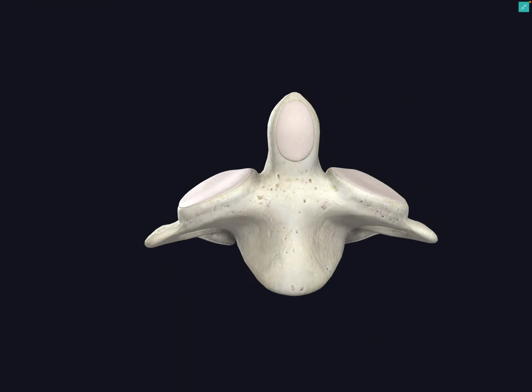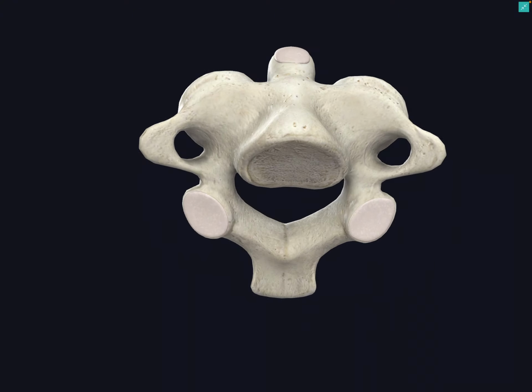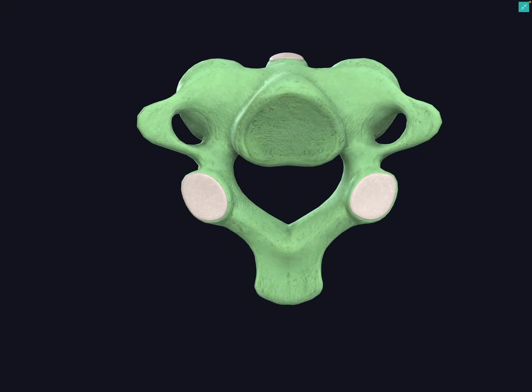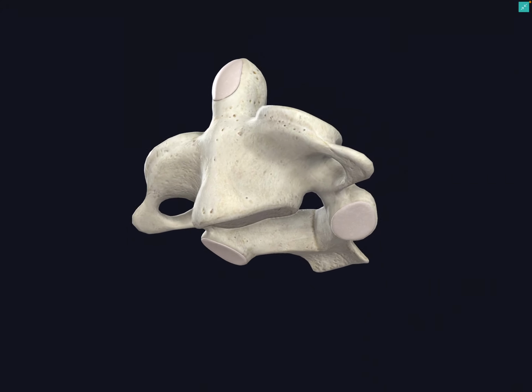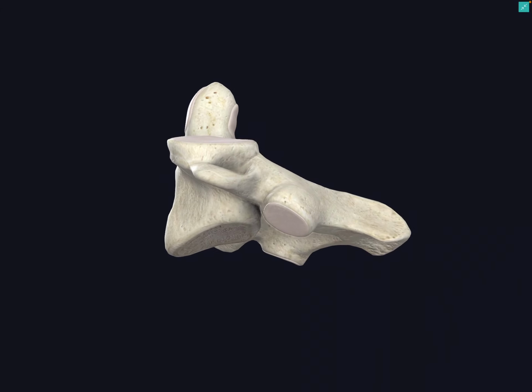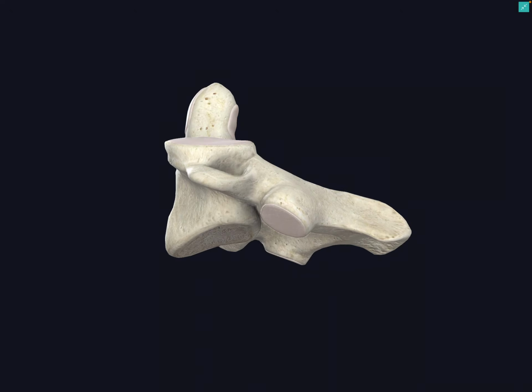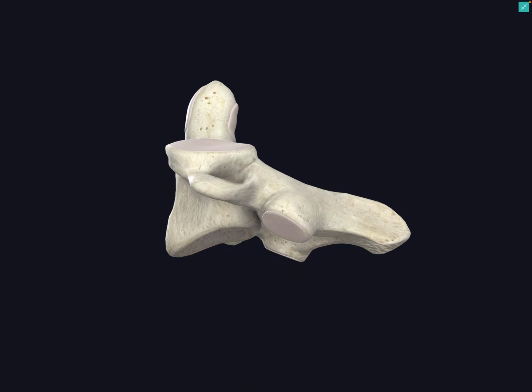Now the inferior articular facets, and there they are again, those rounded areas highlighted in white here, face downwards and forwards, as in a typical cervical vertebra. They lie more posteriorly than the superior articular facets. So if we bring them into a lateral projection, you can see that the inferior articular facets actually are more posterior than the superior articular facets.